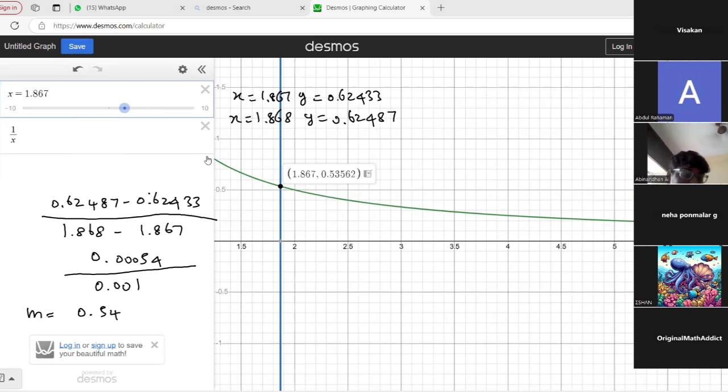Did you all understand how this worked? Yes, sir. Great. Sir, I have another problem. When I was randomly messing around with Desmos, there were discontinuous lines for certain equations. So how do we assume the limits for those?